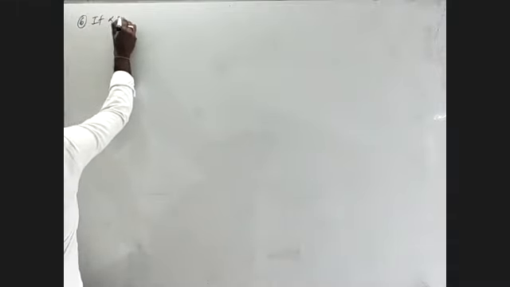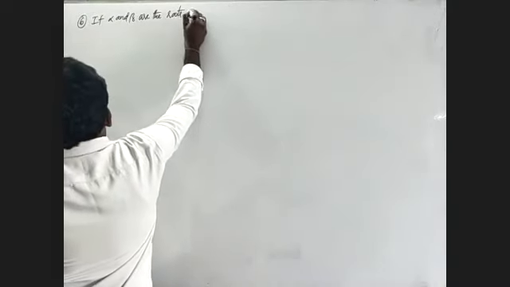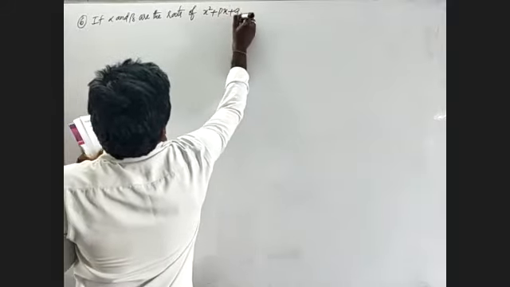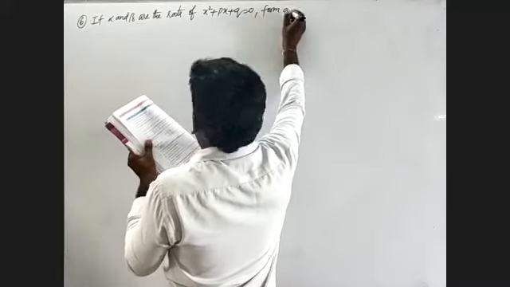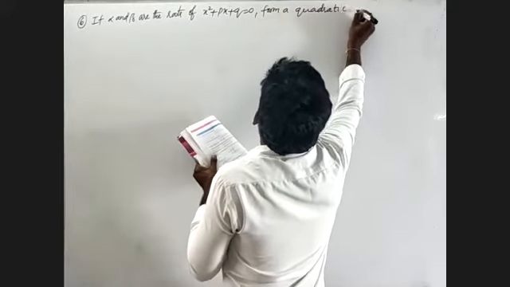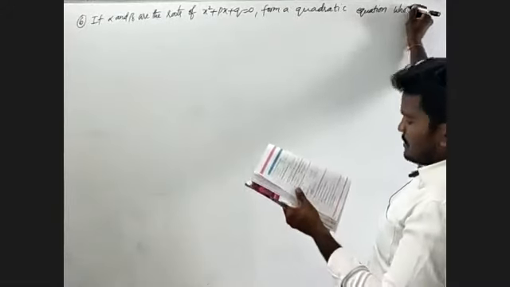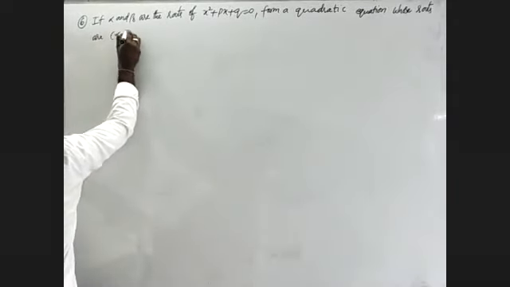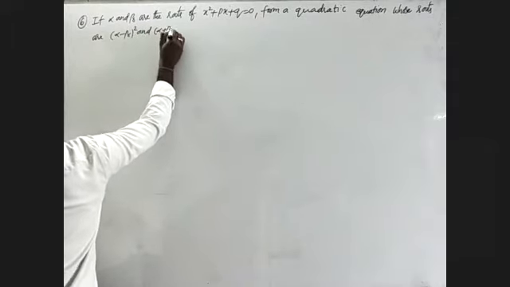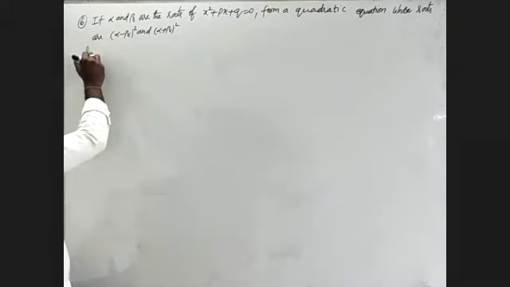Now I am going to the sixth problem, that is: if alpha and beta are the roots of x square plus px plus q equal to 0, form a quadratic equation whose roots are alpha minus beta whole square and alpha plus beta whole square. We will observe this one.